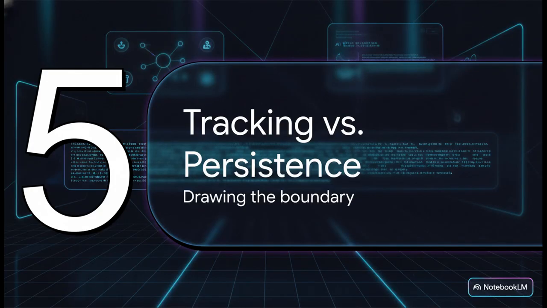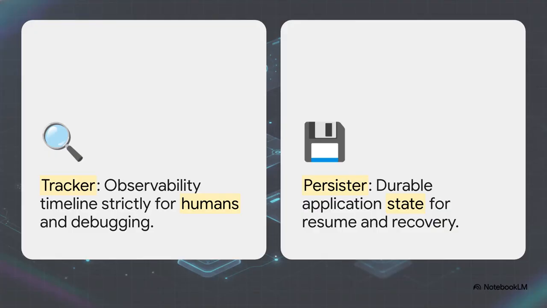Section 5. Tracking versus persistence. Before we talk production, we have to draw a really hard architectural boundary. Tracking is an observability timeline strictly designed for humans and for debugging. It logs the metadata, the graph structure, the timestamps. The persister, on the other hand, uses durable databases like SQLite or PostgreSQL for actual application state. The persister is what allows your system to pause, wait for human feedback, and then resume execution days later. So, while they are intimately connected, they are absolutely not interchangeable. Never rely on your tracking UI buffer to recover your mission-critical application state.